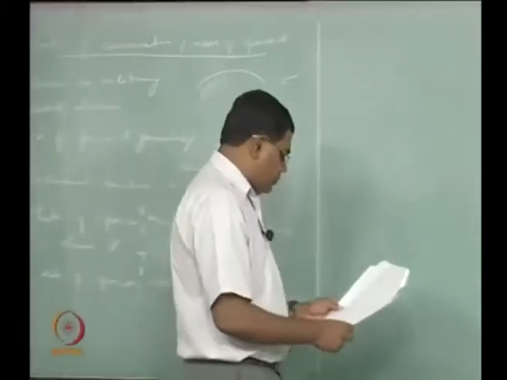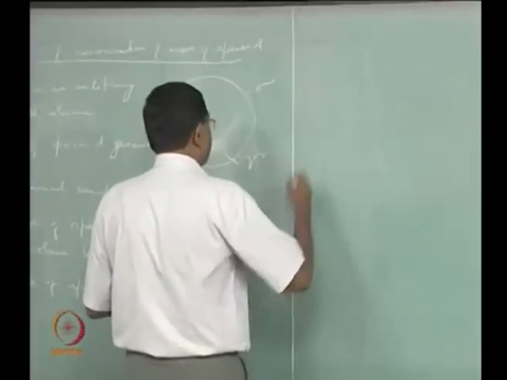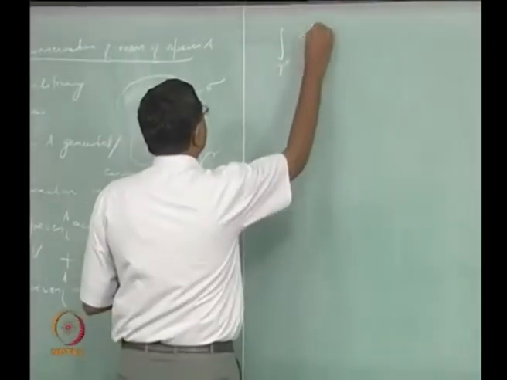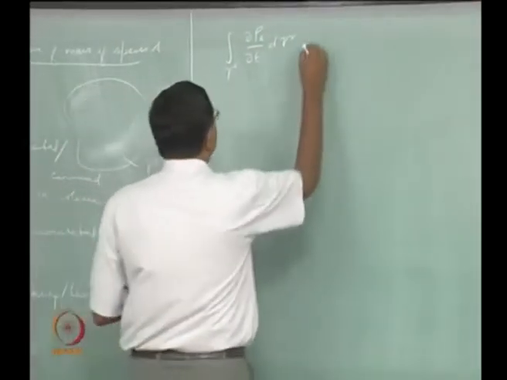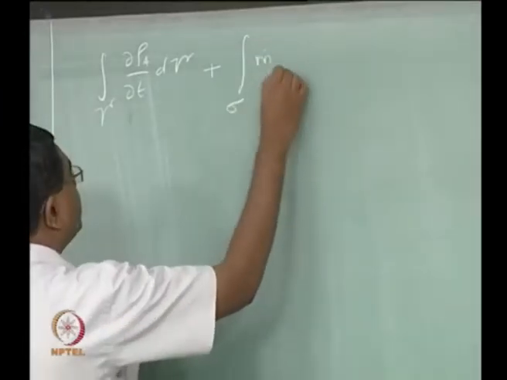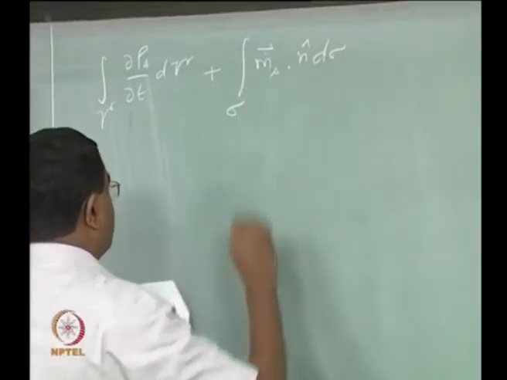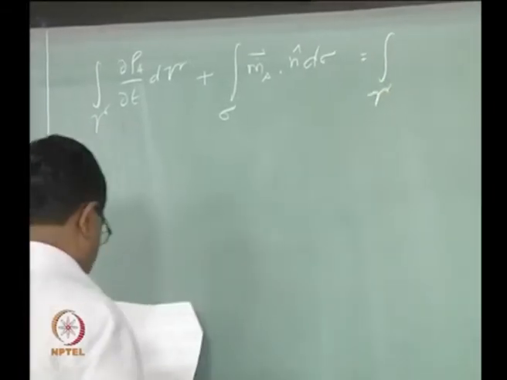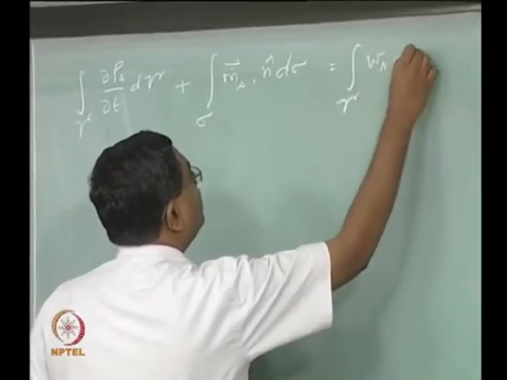So this can now be written as the integral over the volume of dou rho A over dou t dV, plus the integral over the surface of m dot A vector dot n hat d sigma, equal to the integral over the volume of W A dV.